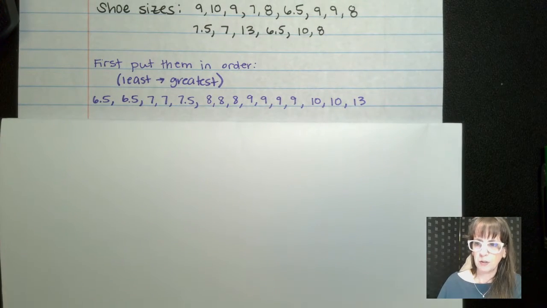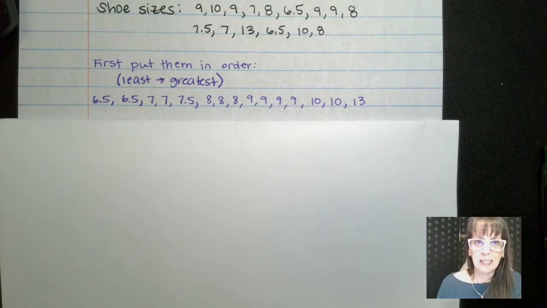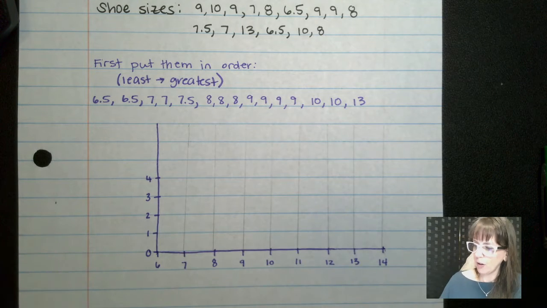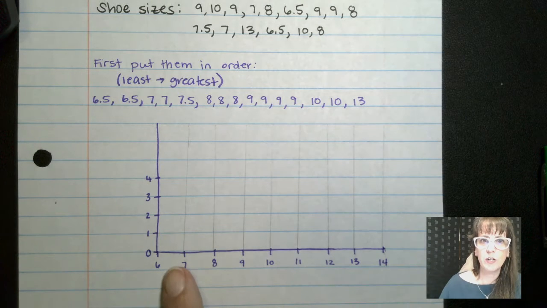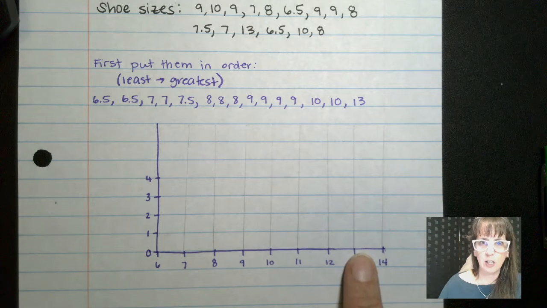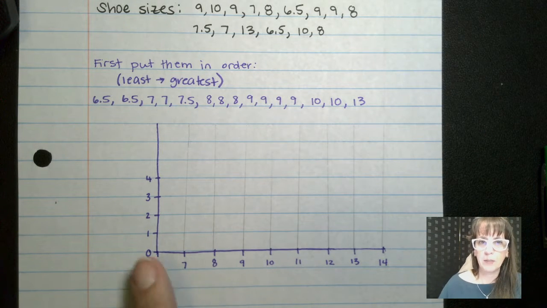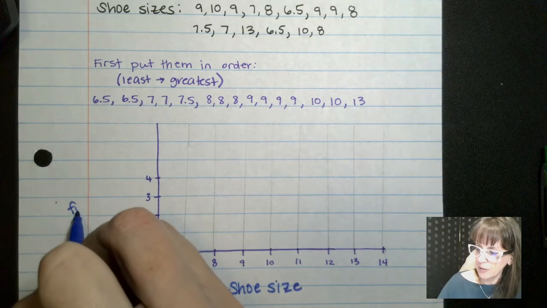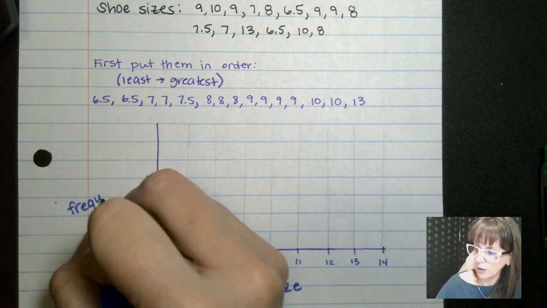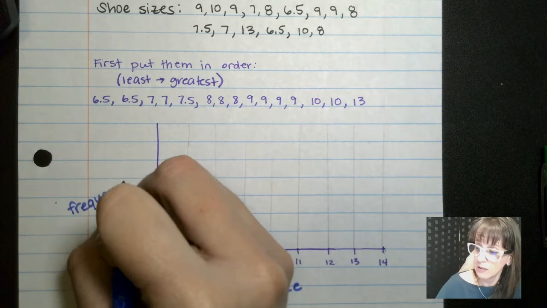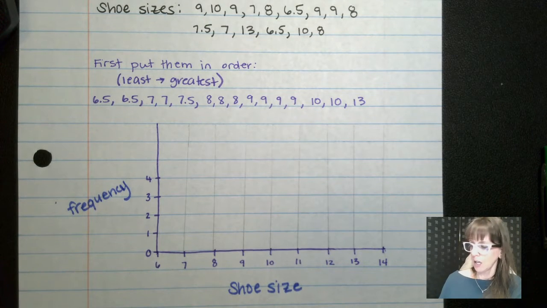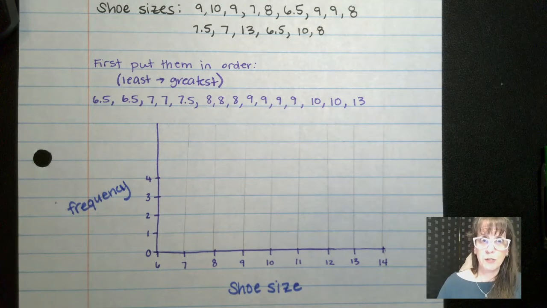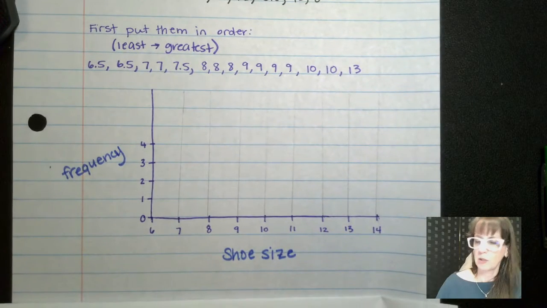So I want to do a histogram so you can see how we would organize this. Looking at my histogram here, the hardest part is generally deciding what your scales are going to be here on the bottom. Now this is the shoe size, and this is what we call the frequency, or the number of times it occurs. Frequency, it is not spelling class, it's math.